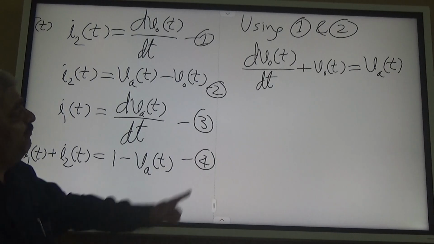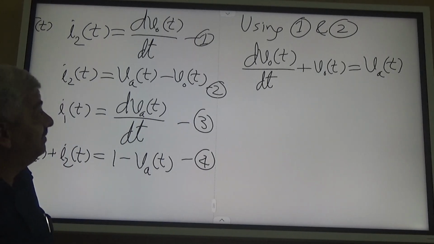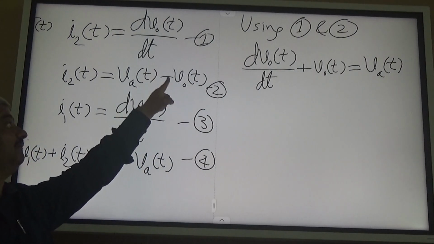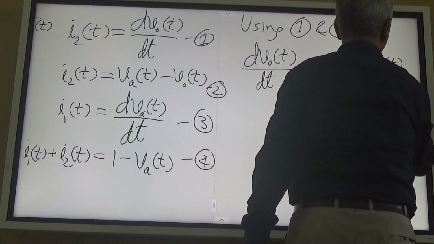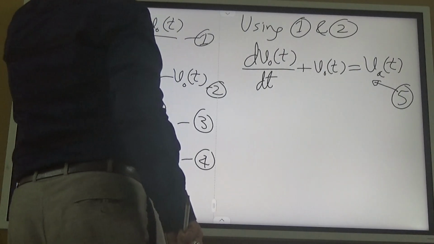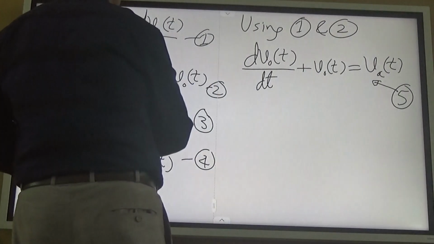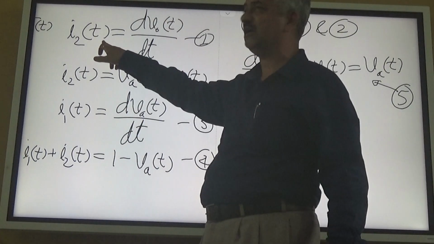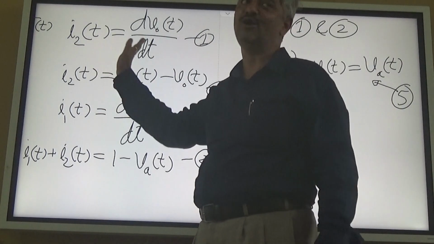So only VAT, somehow for VAT I should get. So this I can say that equation 5 is obtained by using 1 and 2, but still 3 and 4 are not used. So by using 3 and 4, I got an expression for I2T for the capacitor, and an expression for I2T for the resistor. And then I equated them and I got rid of I2T.